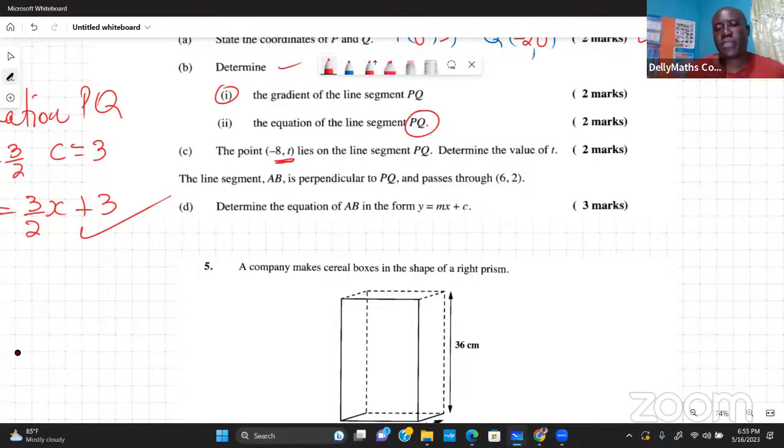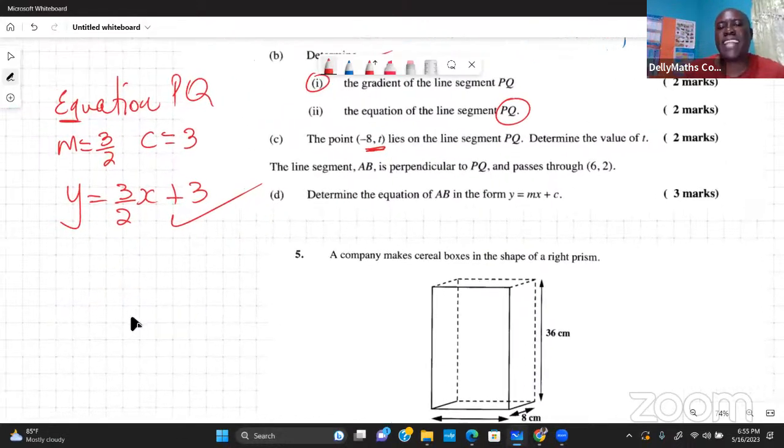So they are saying to us, can we determine the value of t? Now I'm going to say this to you. Whenever you have an equation of a line, it is stating a very profound, a very deep message. The message that it is telling you is that every single point on that line is obeying this order. And the order is that if you take the x value, multiply it by 3/2, and add 3 to it, it will tell you what the y value is.